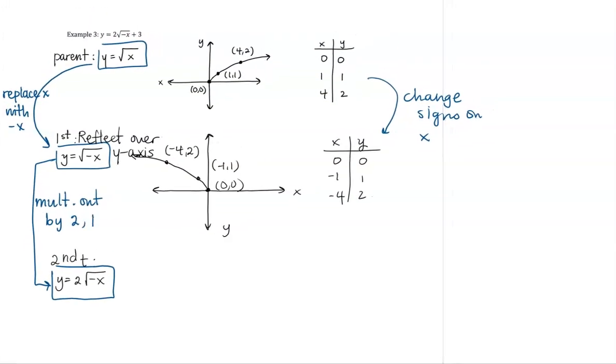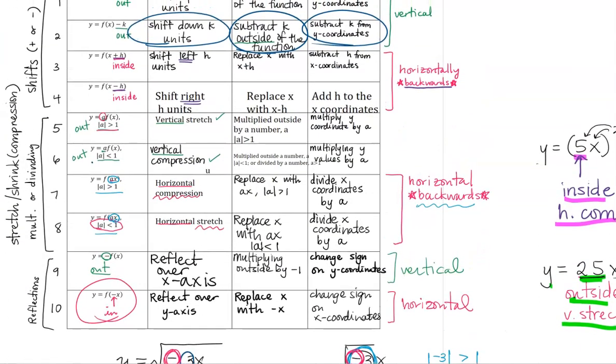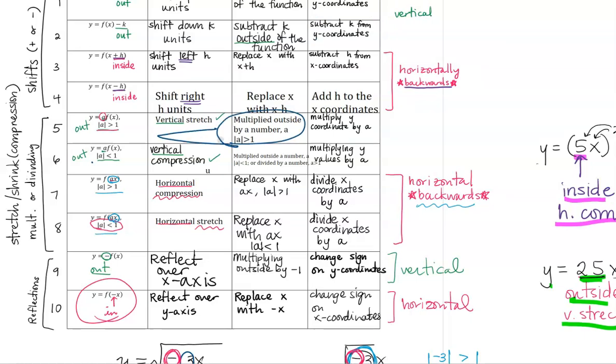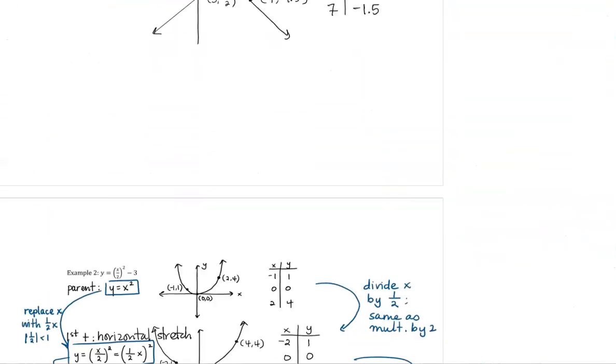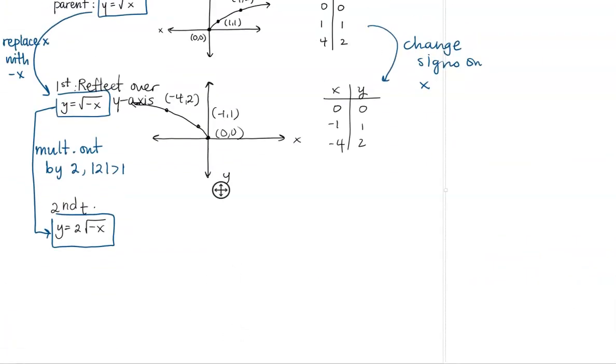It's worth noting that the absolute value of 2 is greater than 1 because that matters when we're dealing with things that are either stretches or shrinks. And we can now see from the table that when you multiply outside the function by a number that's greater than 1, that's a vertical stretch. And so we're going to be multiplying our y coordinates by 2. That's transformation number 5. So I now know that the second transformation is a vertical stretch.